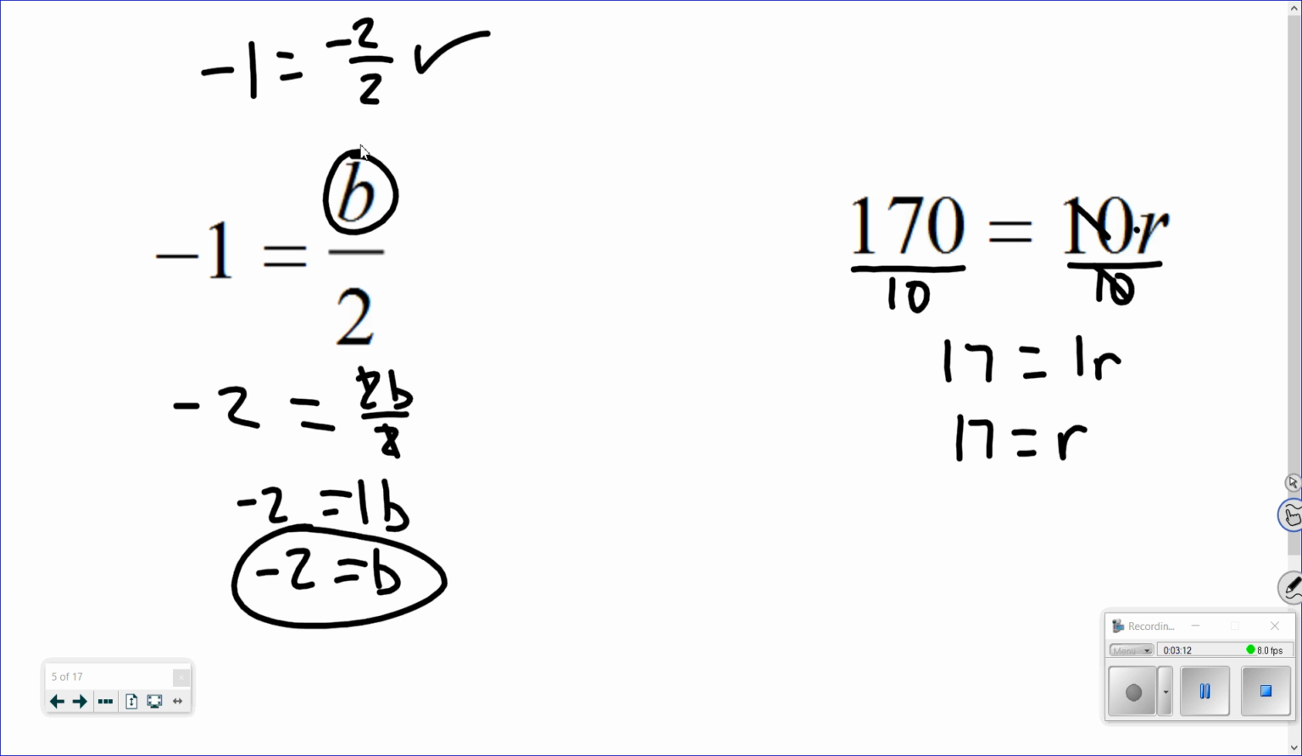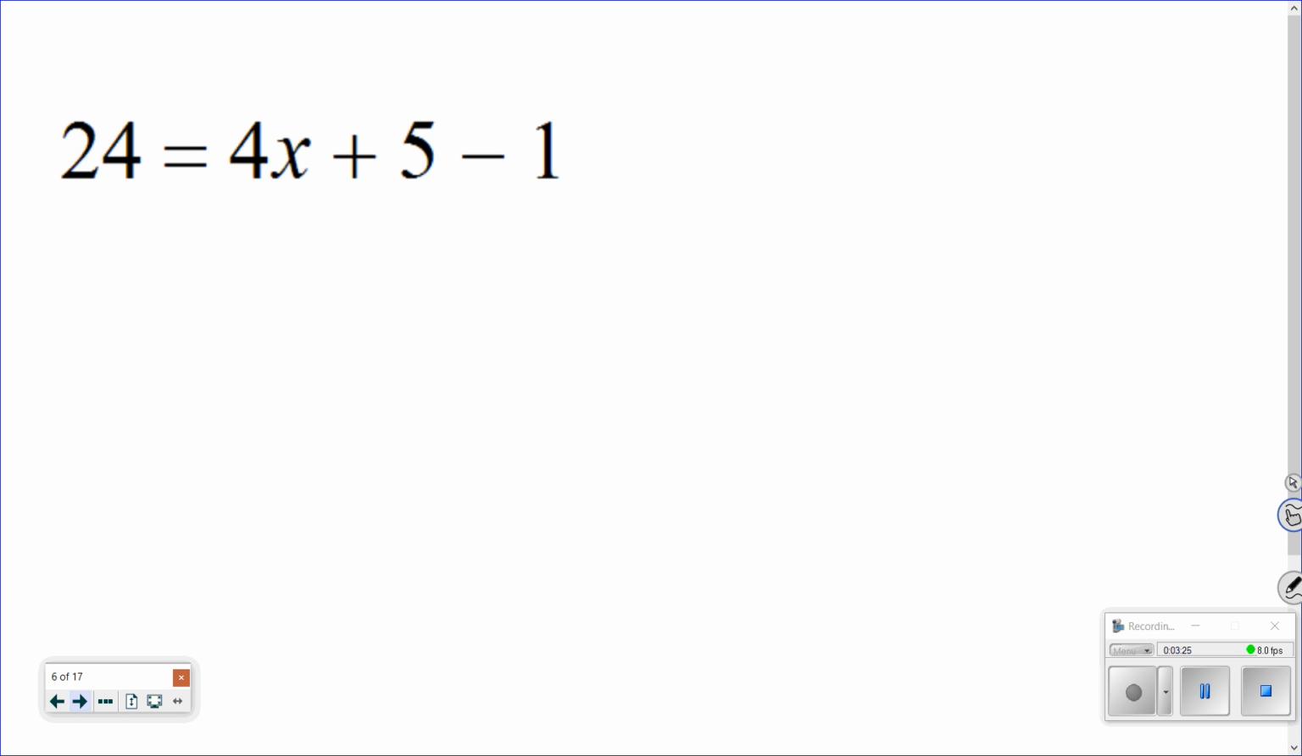Let's just double check that. 170 equals 10 times, and then we got a solution of 17. So is that true? Does 170 equal 10 times 17? It does. So we have solved the equation.